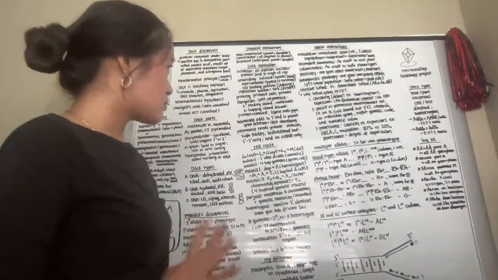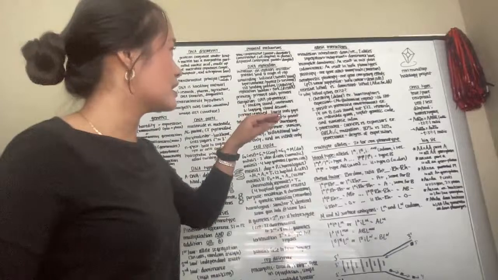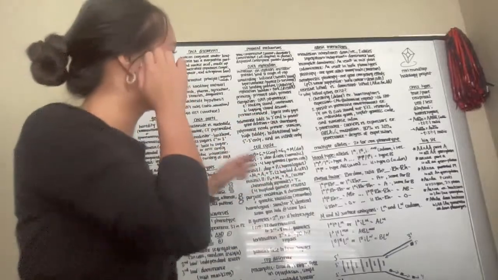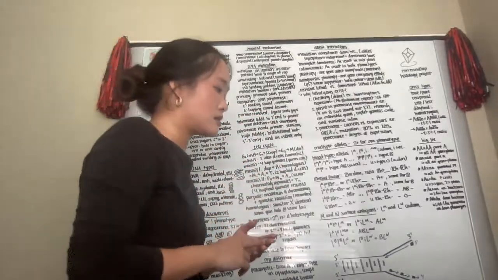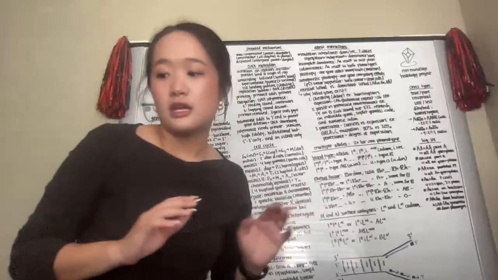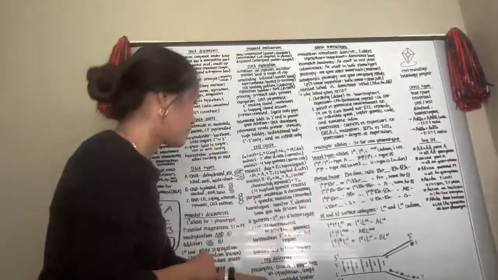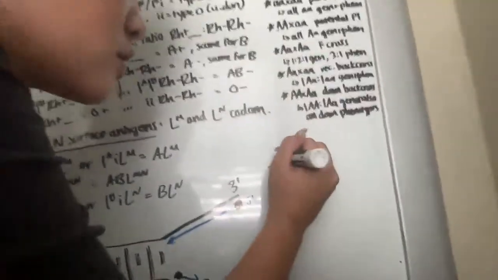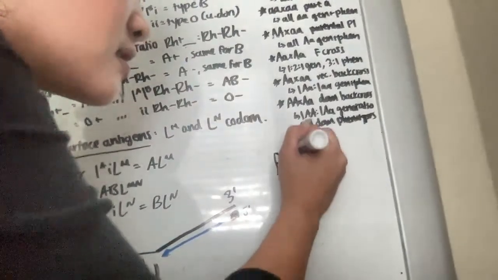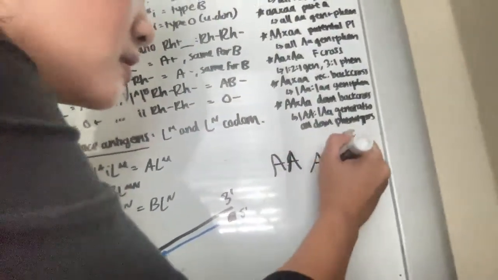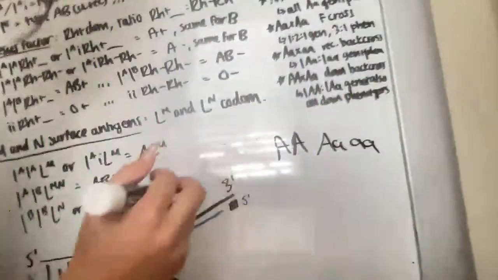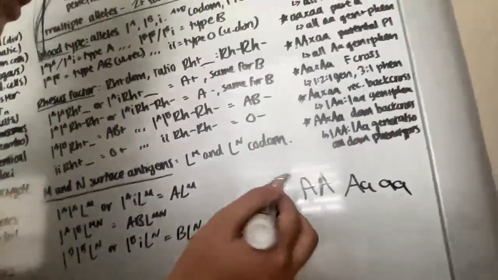So now we have lethal alleles. There's a recessive lethal and a dominant lethal. So what a recessive lethal allele is, let me show you on the bottom right here. Okay, this is really ugly compared to what I have written up here, but it's okay.